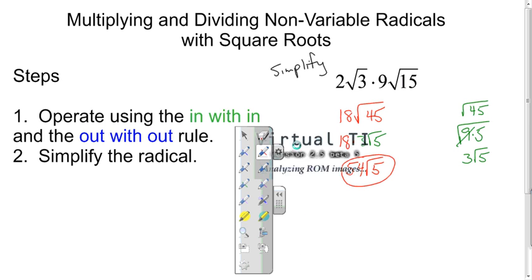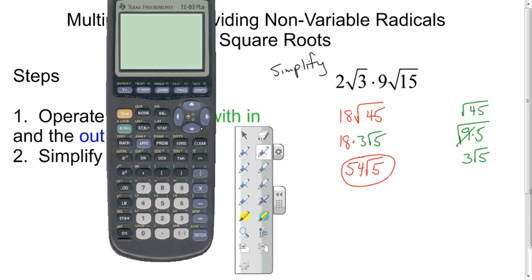Not a bad time to look at checking one of these problems on our calculator. There are no variables in it, so you should be able to use your calculator to some advantage here pretty easily. So let's see what we got. I'll type the original problem, which is 2 times the square root of 3. Closing that off with that parenthesis is important. Times 9 times the square root of 15.